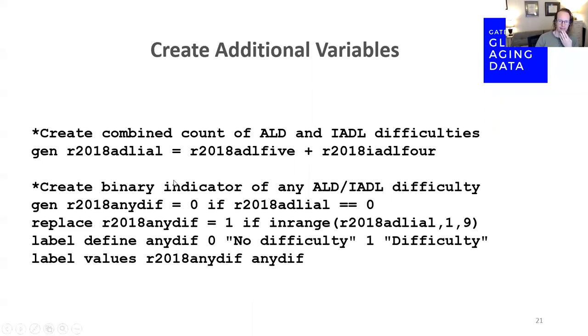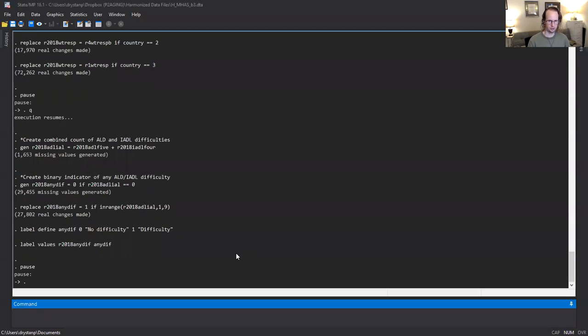And the next step we're going to do is create a binary indicator of any ADL or IADL difficulty. To do that, we're going to call this variable any diff. So we're going to keep using our year-specific variable name, so R for the respondent, 2018 any diff. And it's equal to 0 if our ADL IADL variable is equal to 0. And it can have a value of 1 if that ADL IADL variable is ranging from 1 to 9. So if they have 1 or they have 9, in our new variable they're just going to be coded as a 1. So this is going to be a binary indicator. We can also define a label of no difficulty or difficulty, and then assign those labels. So let's do that inside of Stata, and we could tab that variable.